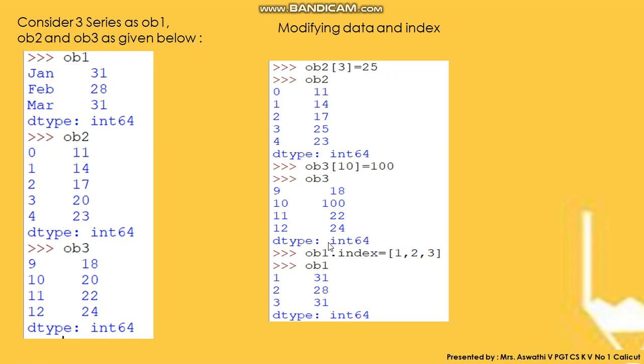Now this is for changing the index value. Look at OB1, what is the index here? It is January, February, March, isn't it? Now we have given OB1 dot index is equal to 1, 2, 3. Now you see what is the index value of OB1, it has changed. Now it has become 1, 2, 3. Do you understand?